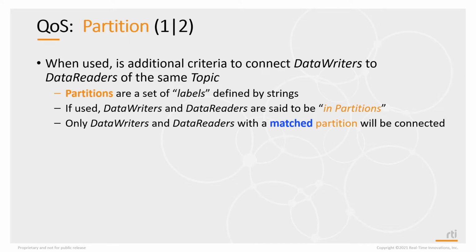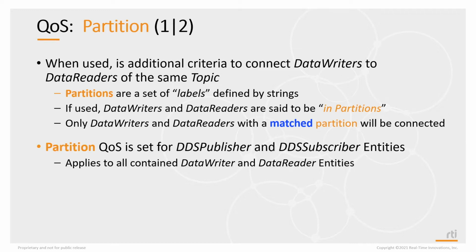Only data writers and data readers of matched partitions will be connected to each other. Partition QoS is actually set for the DDS publisher and DDS subscriber entities. These are the parents of data readers and data writers. So when you set a partition QoS for a DDS publisher, it's actually applying to all the data writers it's created. And similarly, for a subscriber, it applies to all of its data readers.